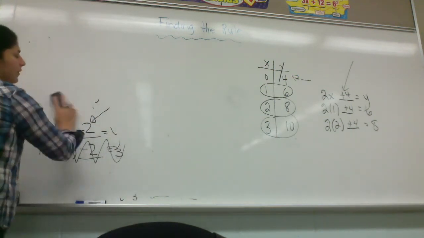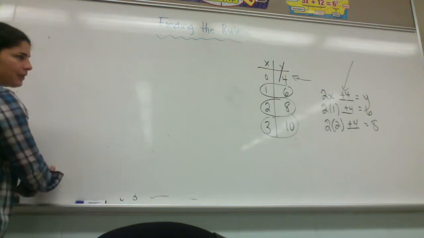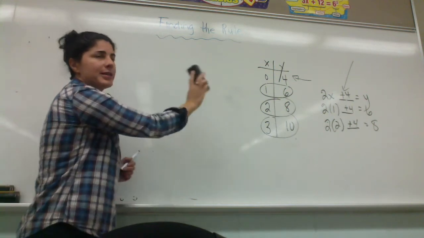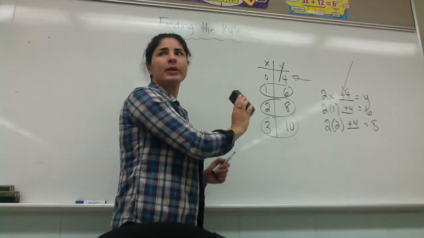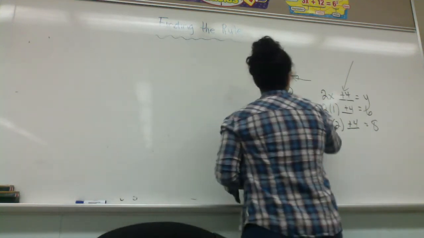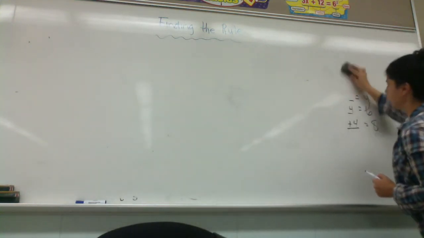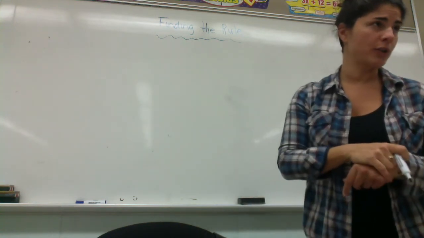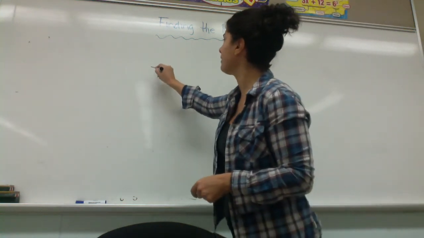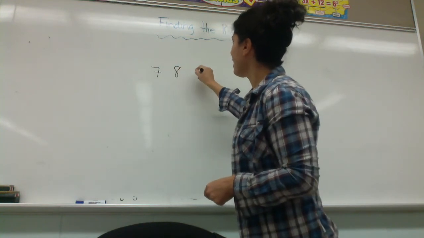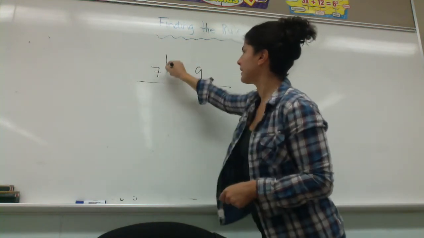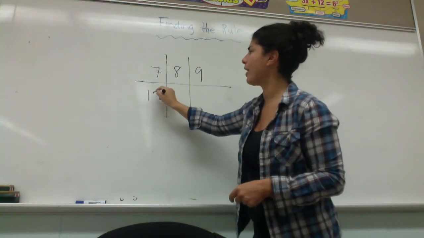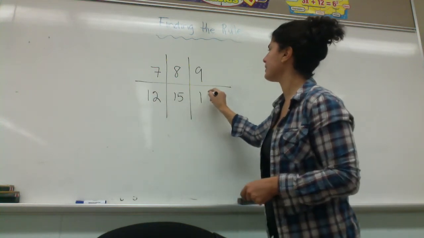So I'm erasing everything. And I'm going to erase this too. Is that okay? Can I erase this? You're good? And I'm going to give you another table of values that doesn't even come close to starting at 1, 2, 3. So let's say it goes 7, 8, 9, and I tell you 12, 15, 18.